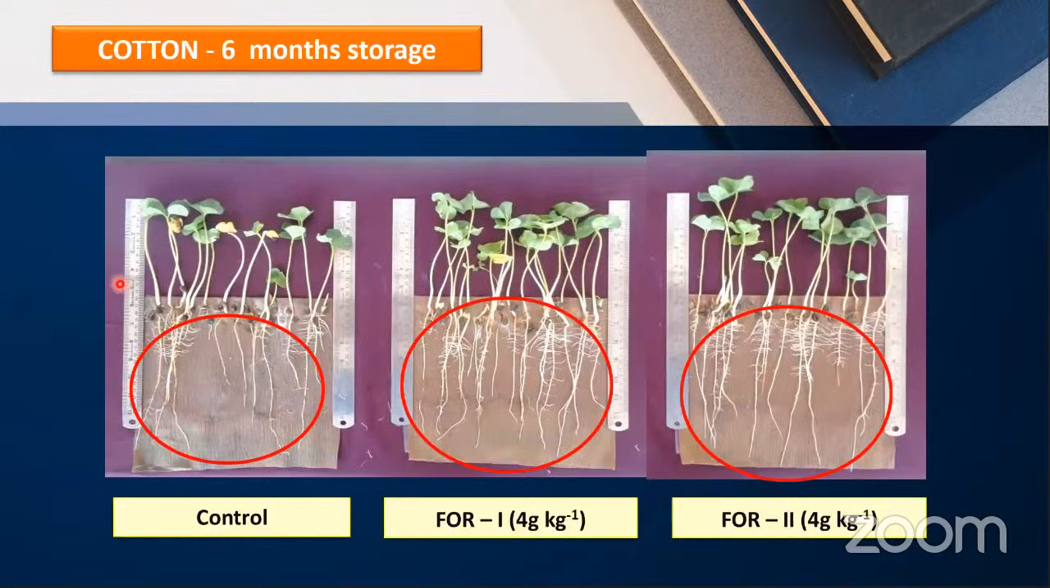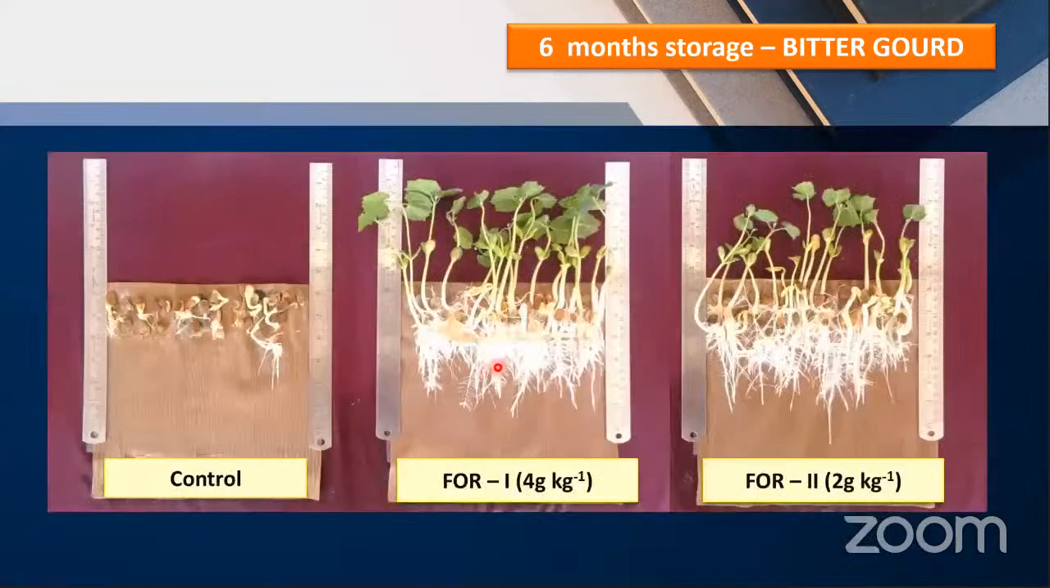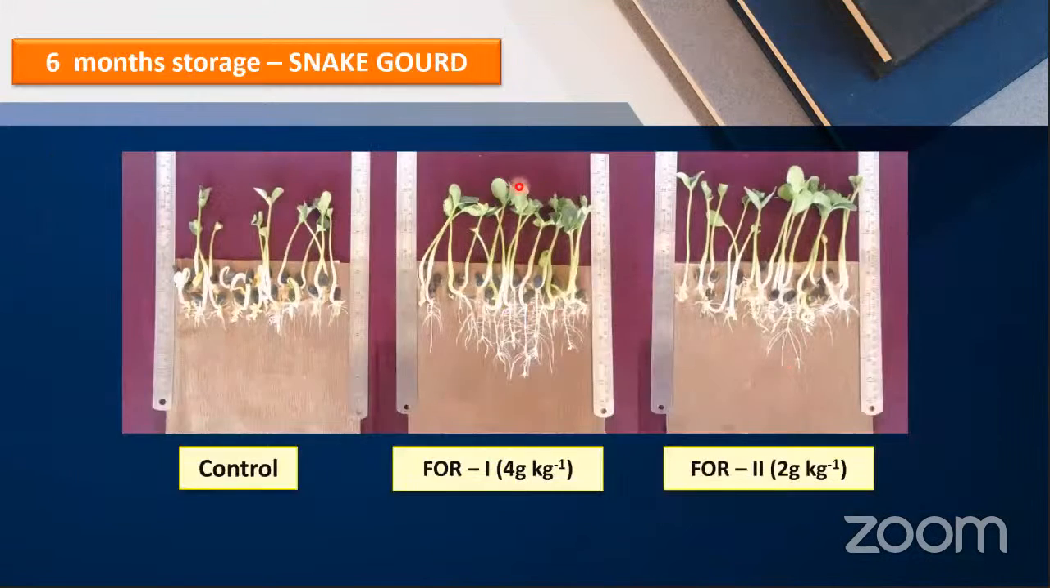This is cotton. So this is control and this is your coated seed. You can see the root growth is not normal because of some other factor. So the control has not germinated, but here, in the better gourd, it has shown some germination, good germination in fact. And this is for snake gourd.